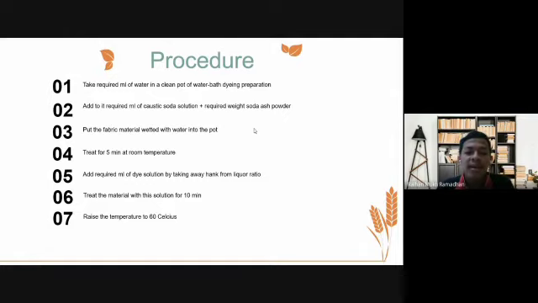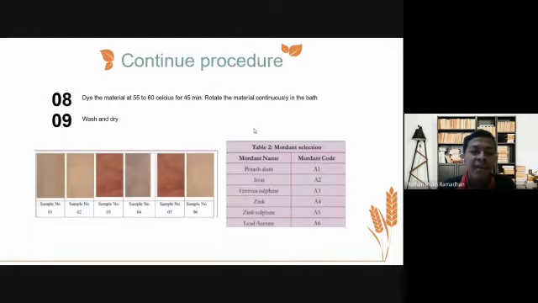Seventh, raise the temperature to 60 Celsius. To continue the procedure, the eighth, dye the material at 55 to 60 Celsius for 45 minutes. Rotate the material continuously in the bath. And the last, wash and dry.